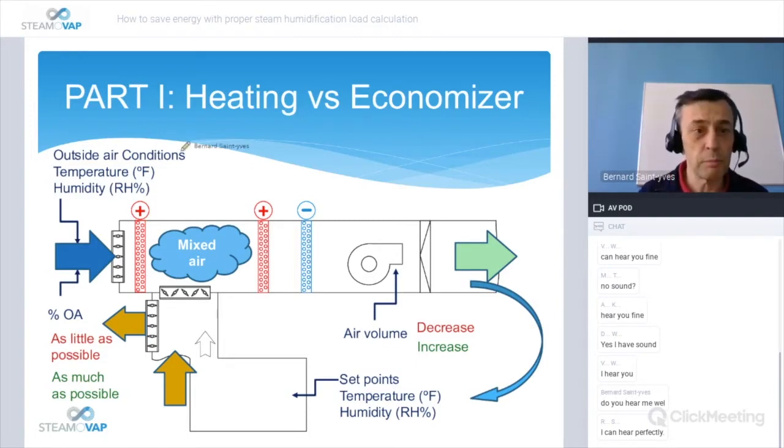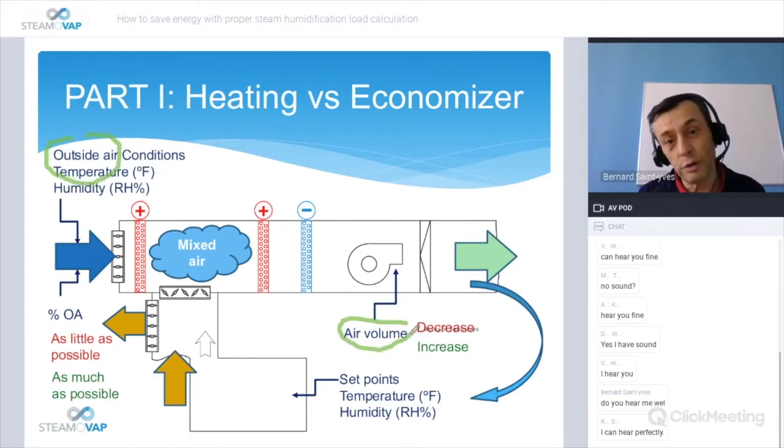Heating, so the different parameters are dry bulb and wet bulb outside temperature, or temperature and relative humidity from the outside, and the air volumes. Of course, if you have more air volume, you will need more load. If you have less load of humidity, and then the set point temperature and humidity into the room you want to humidify it.